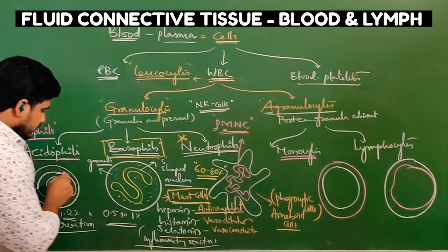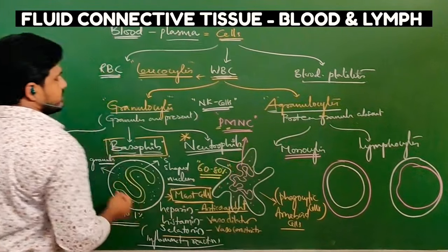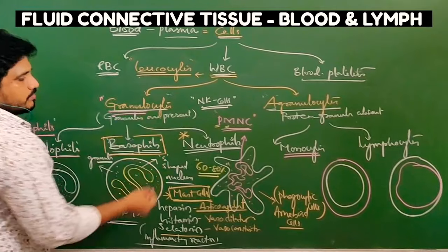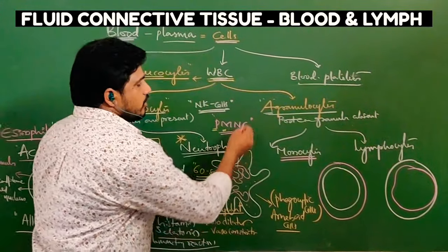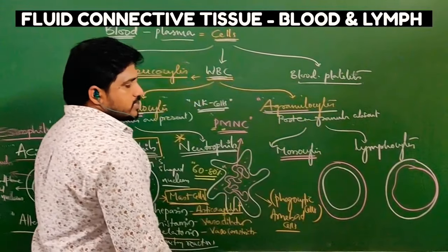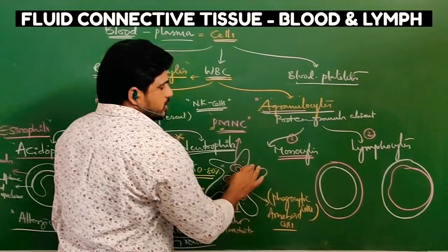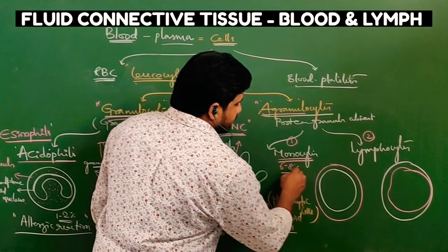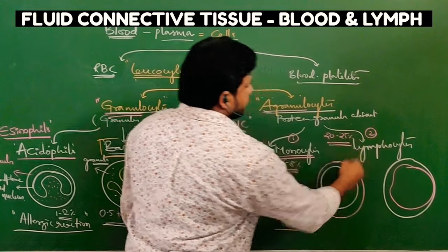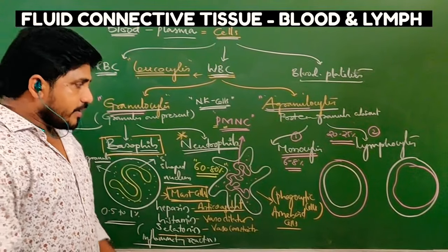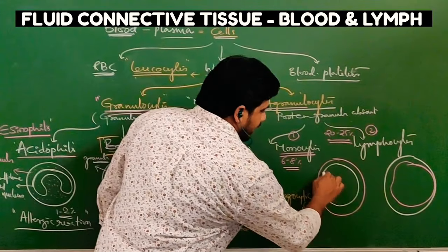If you see here, here and here also, many granules are present. That is the reason they are called granulocytes. As granules are absent, the nucleus is bigger. That's why it is called agranulocytes. Agranulocytes examples: one is monocyte, two is lymphocytes. Monocyte percentage is 6 to 8%. Lymphocyte percentage is 20 to 25% of total WBC. If we talk about the monocytes, monocytes are also phagocytic cells.